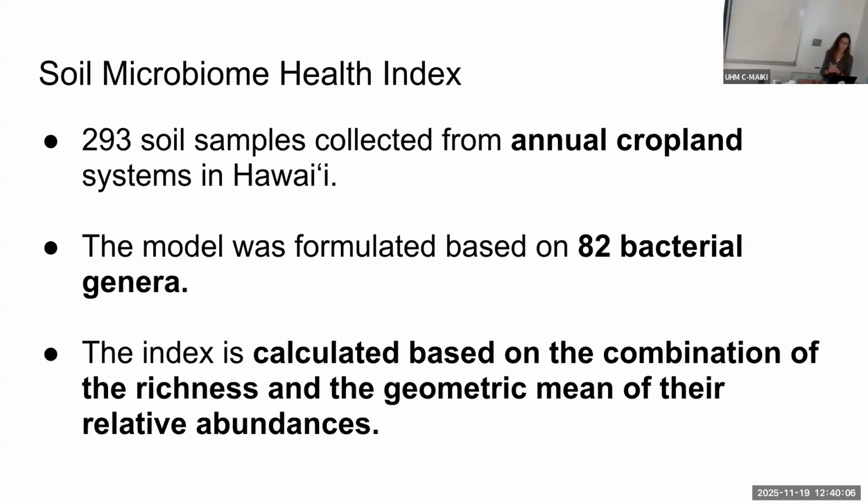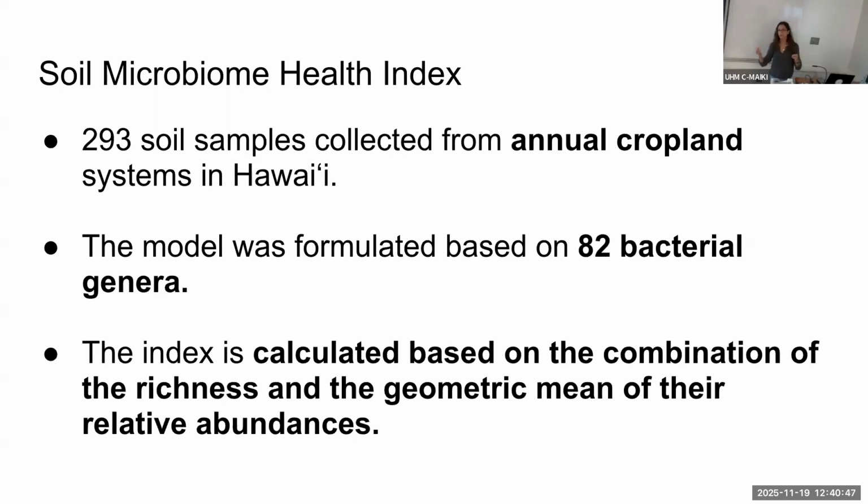We used 293 soil samples collected from annual cropland systems in Hawaii, systems with different management practices, such as conventional and organic, with different soil types and different crops grown. We wanted to also create this index to represent the agricultural systems here in Hawaii. Part of this data was used to construct the model, and part of it to validate the model. To begin with, we needed to characterize the soil samples. So we divided them, even though it's not very straightforward, into high and low soil health score samples.